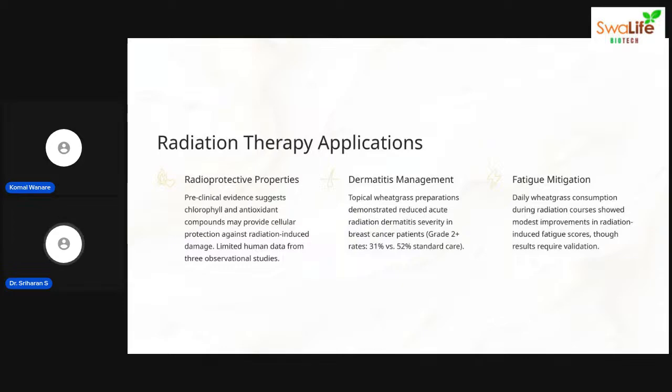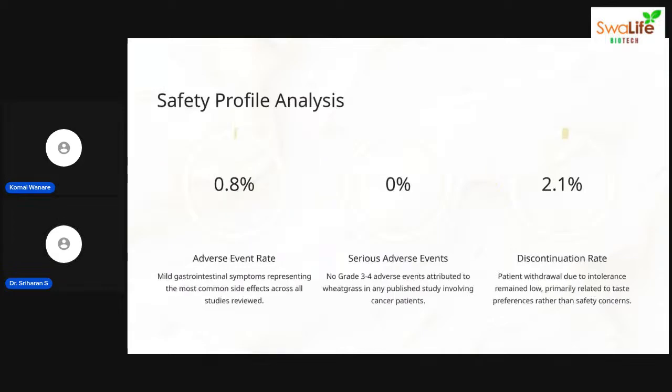So we want to do more on that, as there is low evidence in human data. For dermatitis management, it reduces dermatitis in breast cancer patients, who frequently have it. It also reduces the level. For fatigue, while consuming wheatgrass daily, patients also showed lower fatigue scores. So this is the application of wheatgrass in radiation therapy.